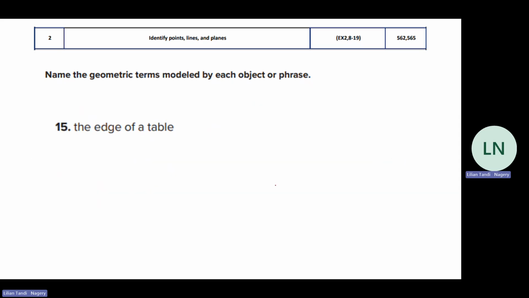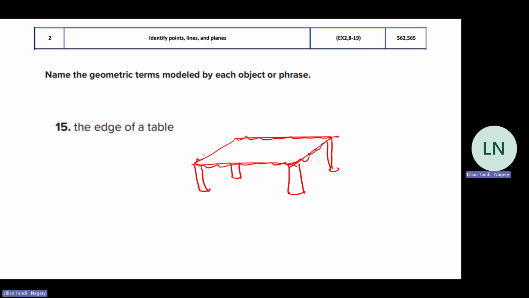All right. The edge of a table, your table is like this. So, something like this, and then it has legs, something like this. It has legs. Yeah, this a leg over here. So the edge of a table is over here. This is one edge. This is another edge. This is another edge. This is another edge. So a table has 4 edges. So an edge is a line. Okay.